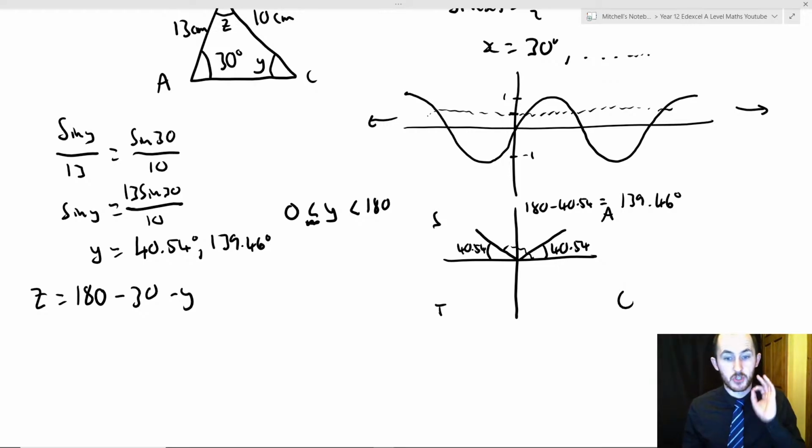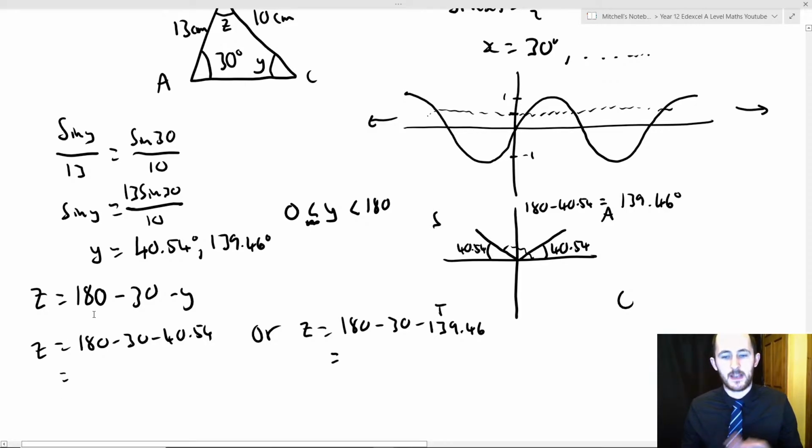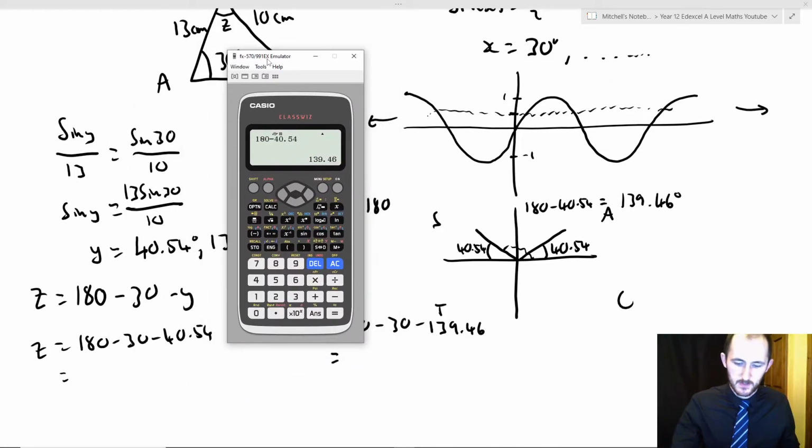So the values of z, there are two values. Either z equals 180 minus 30 minus 40.54, or z equals 180 minus 30 minus 139.46. Okay? And those would be our two values. There are no other values, because if we go any higher, we'll actually get a negative answer for z, right? Because if we go around again, it's going to be too big. So 180 minus 30 minus 40.54, we get a value of 109.46. That looks about right. Cool.